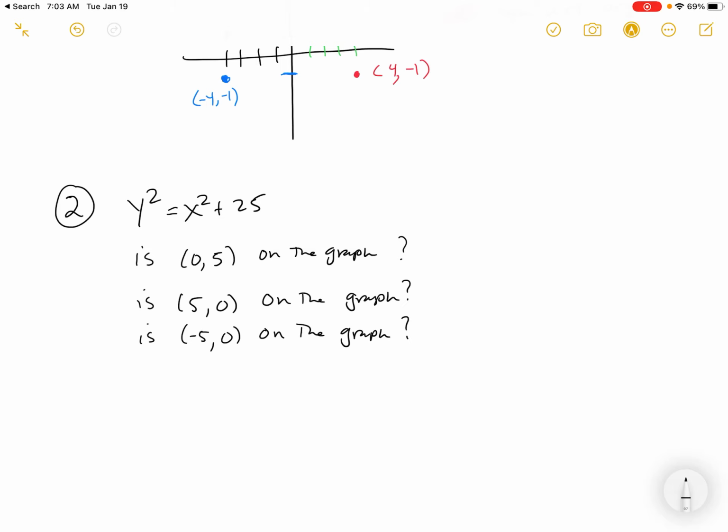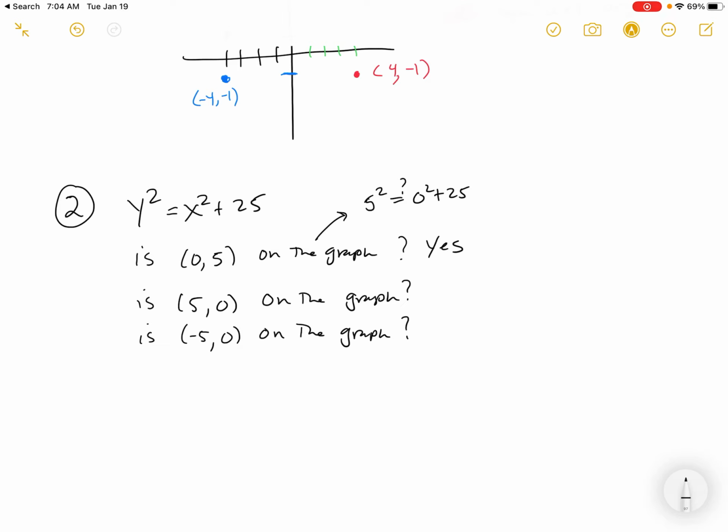They're saying if you plug in 0 for x, do you get 5 out for y? And I think the answer is yeah, right? If I work this one out, we'd have 0 for x and 5 for y. We'd have 5 squared. Does that really equal 0 squared plus 25? And the answer is yes. 25 is equal to 25.